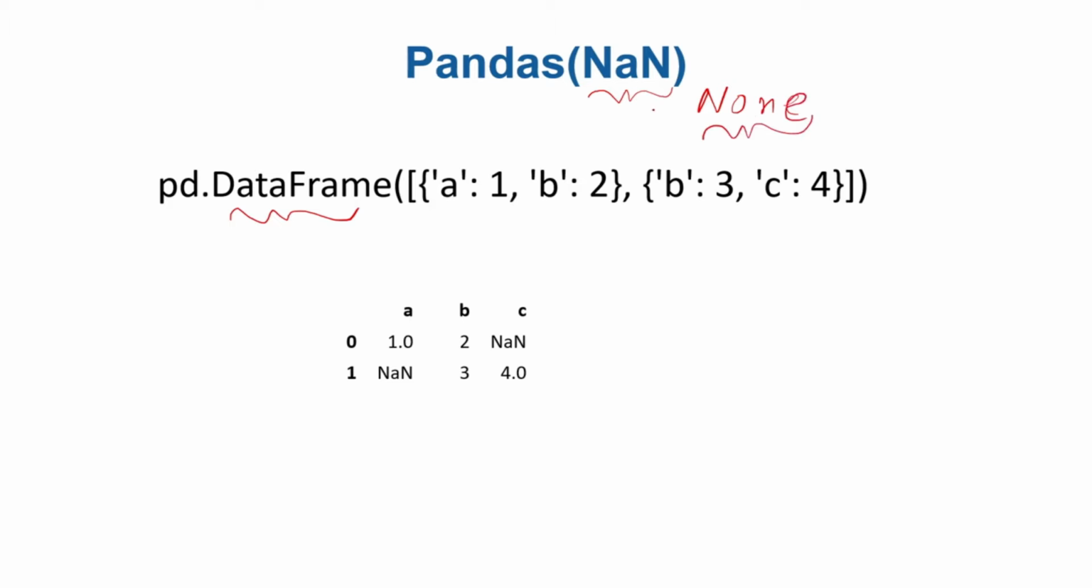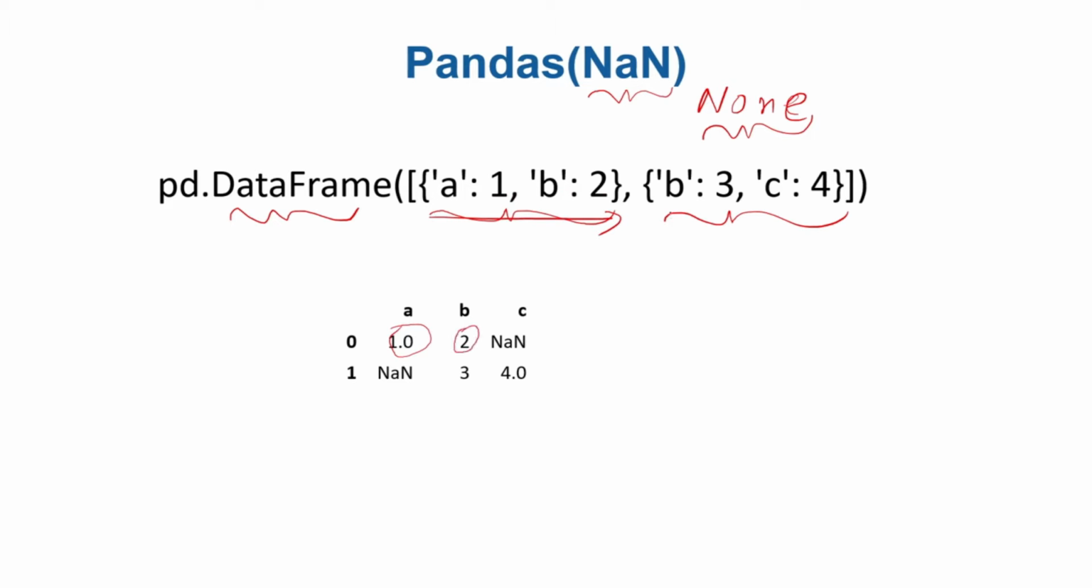This None type is also sometimes treated in pandas as NaN, or NaN is treated as None, interchangeably. Let me explain what we mean by that. Let's say we have two dictionaries. One dictionary has key A with the value 1, then B with the value 2. For example, that is one record with columns A and B. On the first record, the value of A is 1 and the value of B is 2.